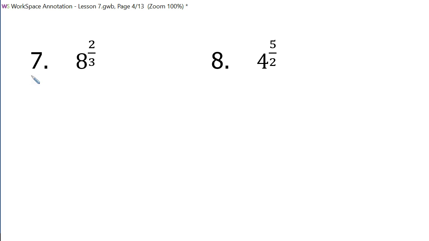Number 7, write your radical symbol. What number goes under it? 8. What root are we taking? The 3rd root. What power do we raise it to? The 2nd. That's the answer.